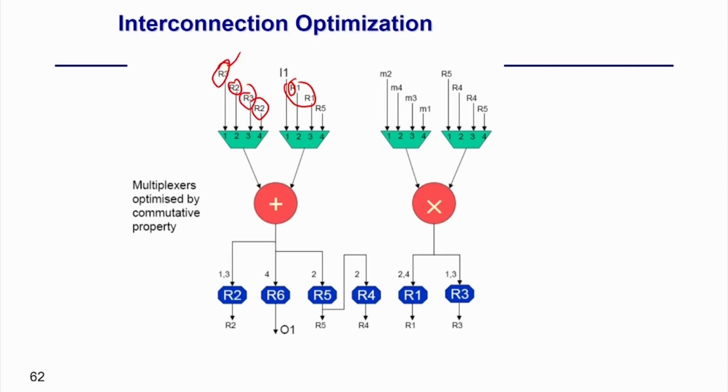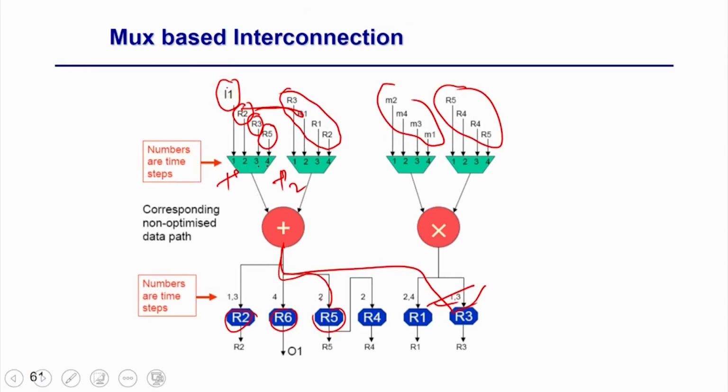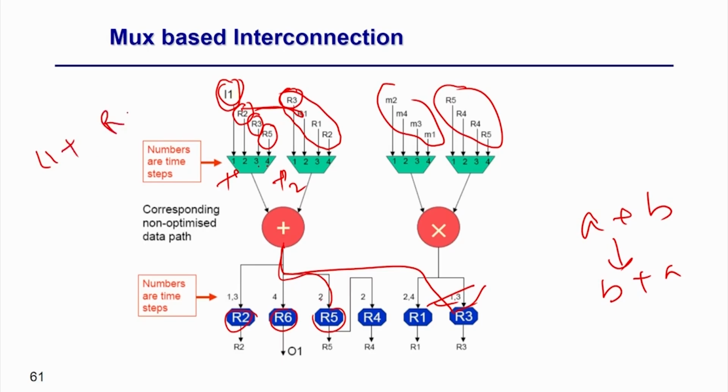And also I swap this I1 and R3, because I am doing A plus B, and A plus B and B plus A are both the same. So, I can just swap A and B, and B to A. So, here you can see in time step 1 I am doing I1 plus R3 equal to R2, and in time step 2 I am doing R2 plus R1 and it is stored into R5.